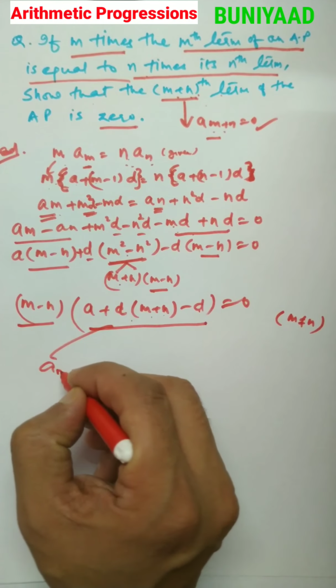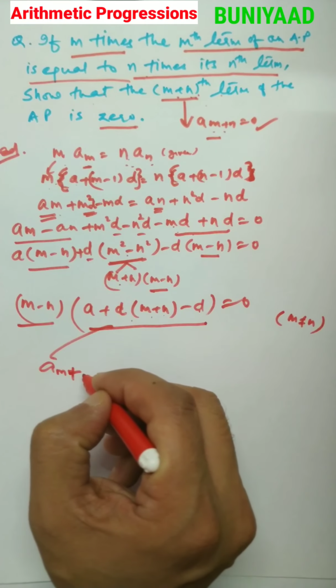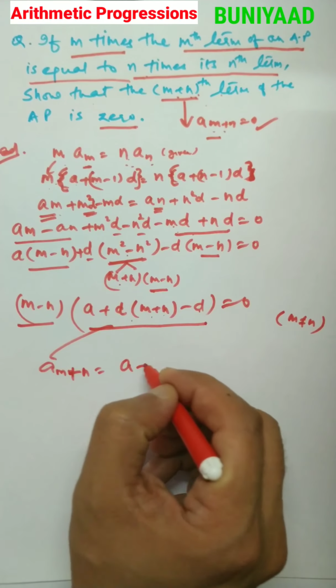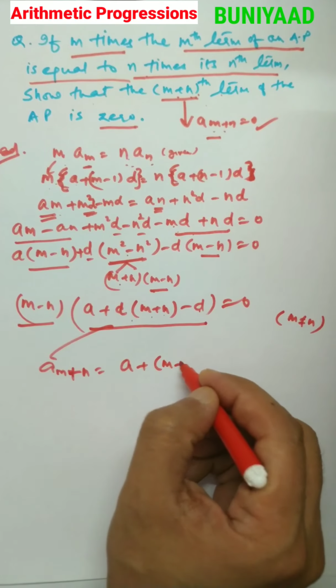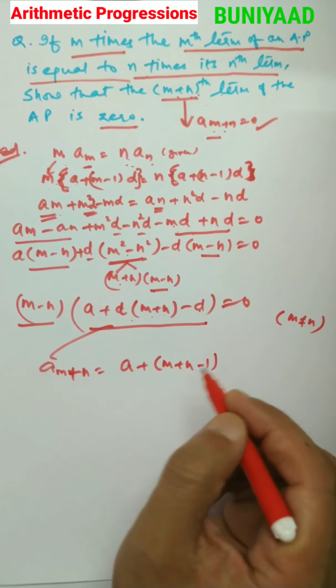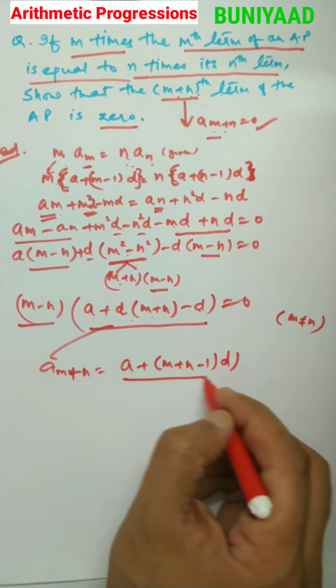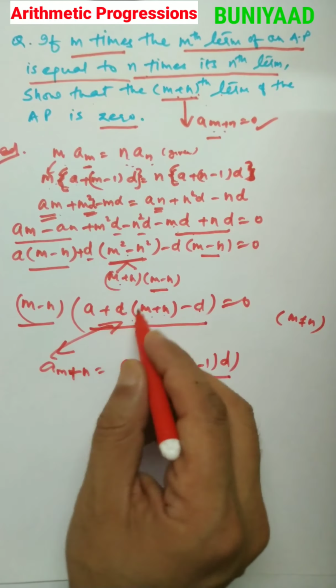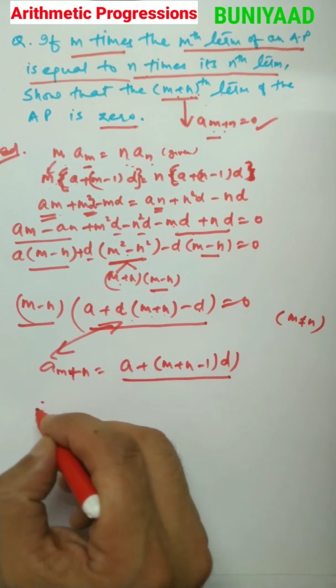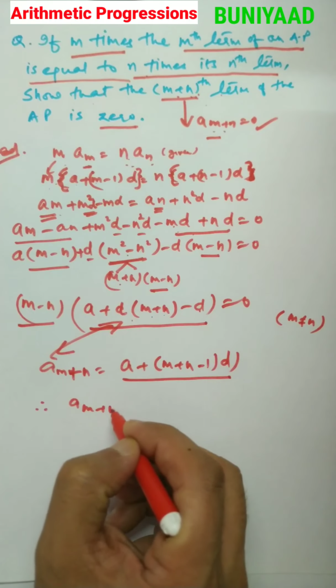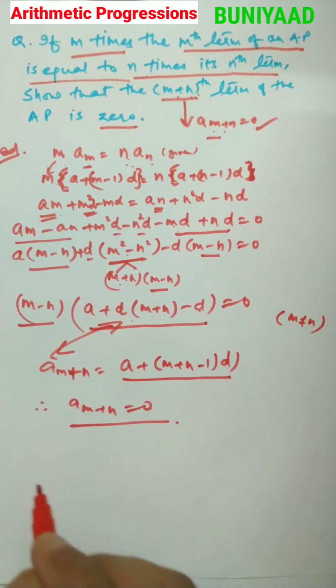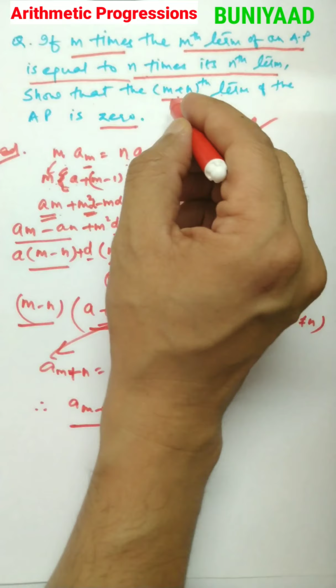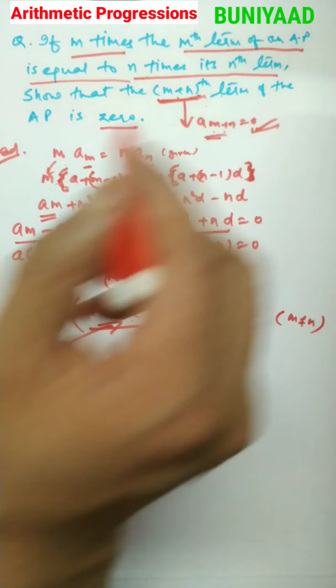You know what is a m plus n? What is the value of a m plus n? This will be a plus m plus n minus 1 d. This is the value of a m plus n, and this is the same, see? So therefore a m plus n equals 0. The same you have to prove. This is 0.